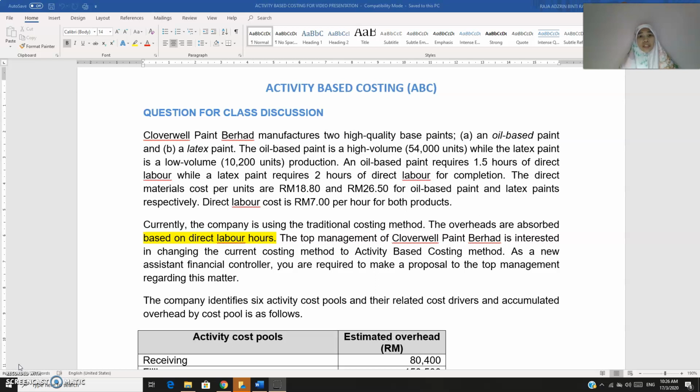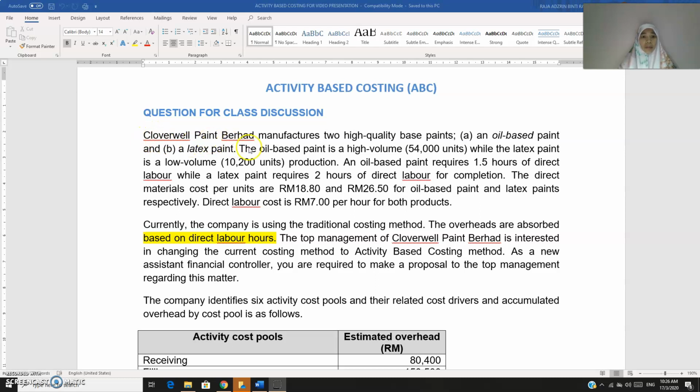Today I'm going to explain to you about activity-based costing. Basically, what is activity-based costing, or in short, ABC? It is a costing technique whereby you allocate your overhead costs based on the activity. You assign your overhead cost to your cost object based on the activity. So now let's look at a question on this ABC.